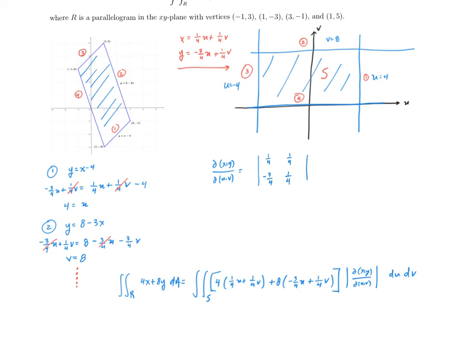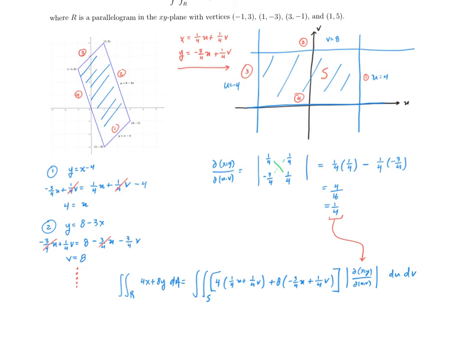We calculate this determinant by multiplying down the main diagonal, so 1/4 times 1/4, and we subtract away what we get when we multiply down the cross diagonal, which would be 1/4 times minus 3/4. 1/16 plus 3/16 is 4/16, which is maybe more conveniently 1/4. And that quantity 1/4 is what we substitute in for our Jacobian.